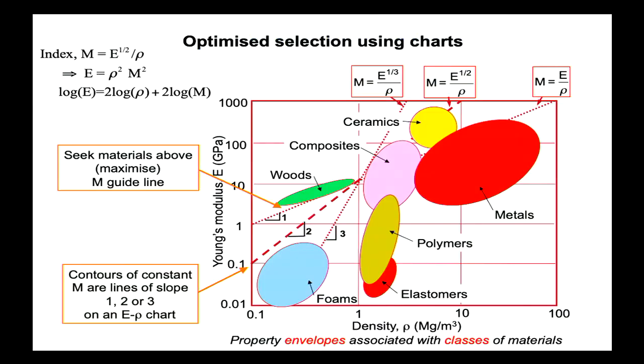One more thing. There is a summary of why the log system works. M equals E to the power half over rho, rearrange a bit, it turns into a very nice linearised y equals ax plus b log equation, which is why it works in this kind of log-log chart.